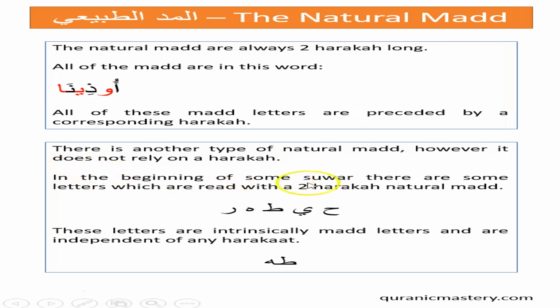So in the beginning of some of the surah, there are some letters which are read with 2 haraka natural med, and that is the ha, ya, ta, ha, and ra. So this occurs in the huruf al-muqatta'at. Again, this will be explained further later on. And these letters are intrinsically med letters and are independent of any haraka. So the perfect example is in the beginning of Surah Taha, there's just Ta-ha. There will be nothing written on it, and that means that this is Ta-ha, 2 haraka med. Very, very easy. So these are the maddu tabi'i.